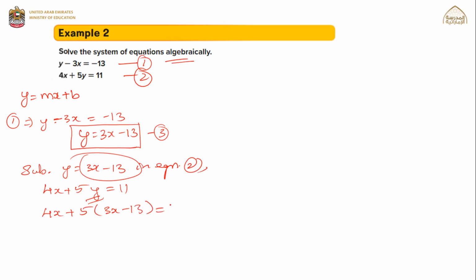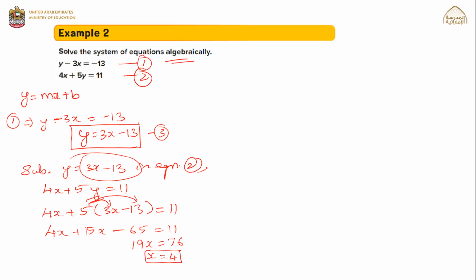And then use the distributive property method to open the brackets and simplify them. So when you do so, you get 4x plus 5 into 3, 15x, 5 into negative 13 gives you negative 65 equal to 11. Simplify them based on their like terms. So you'll be getting 19x equal to 76. When you divide both the sides by 19, the value of x is 4.